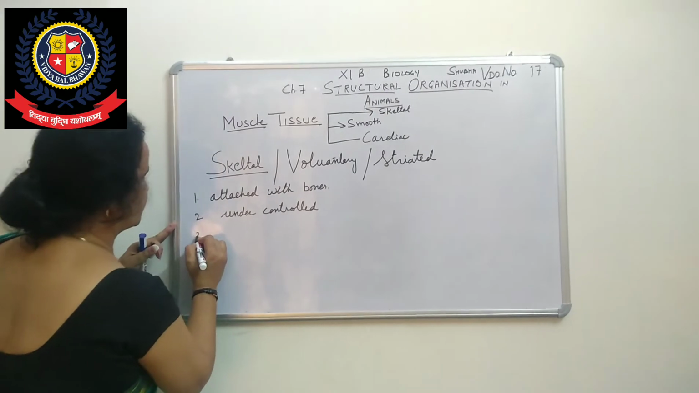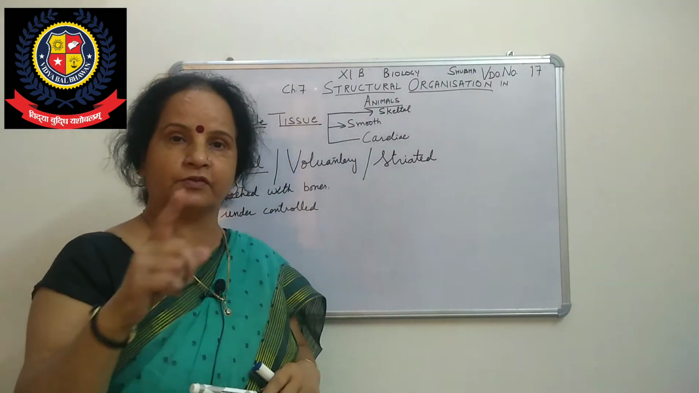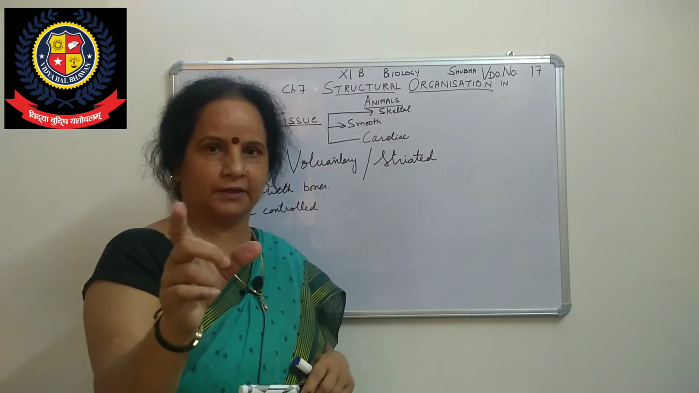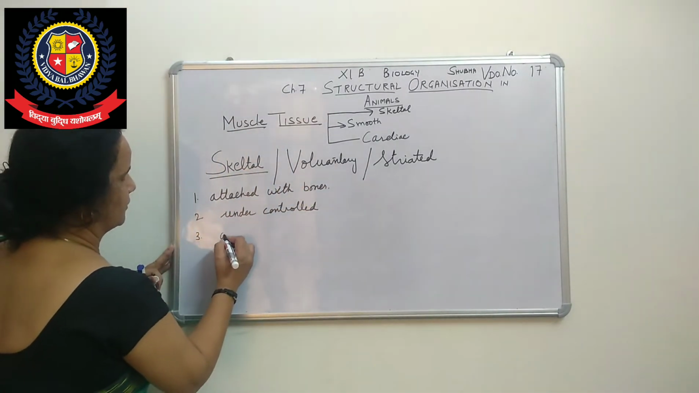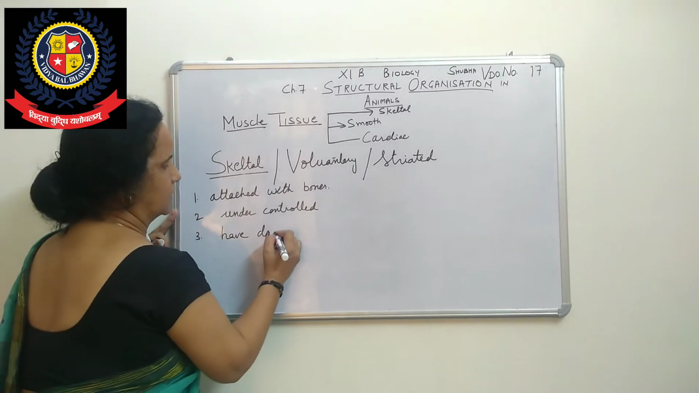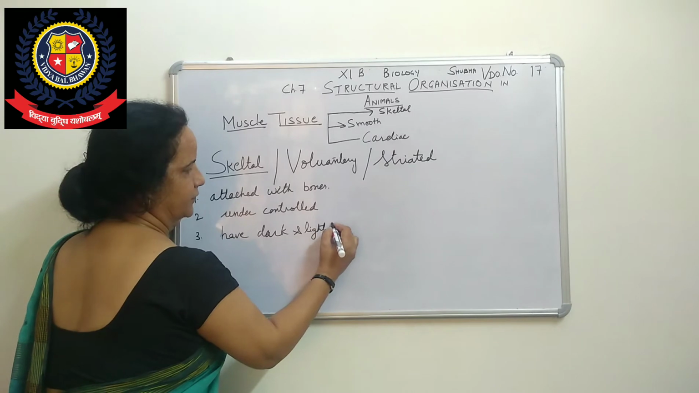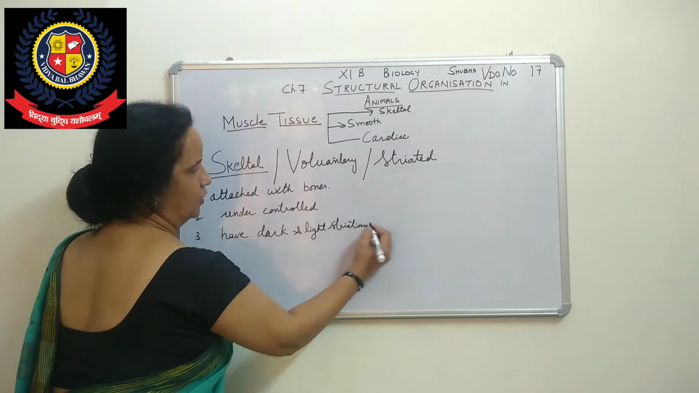Third, these are called striated muscle. Why is it called striated muscle? Because they have striations. Striations means strips, or bands. They have dark and light striations, also called bands.